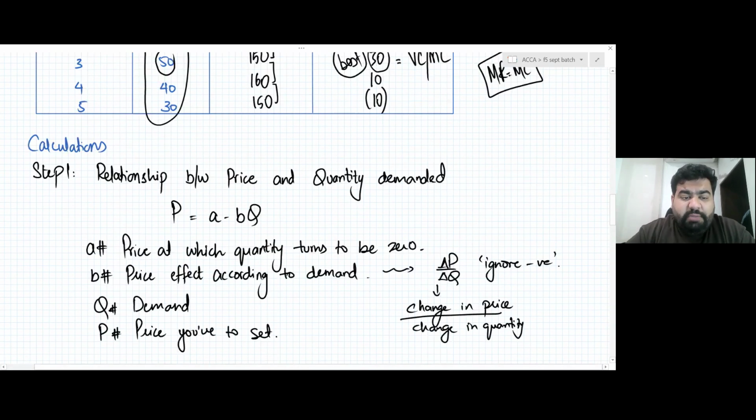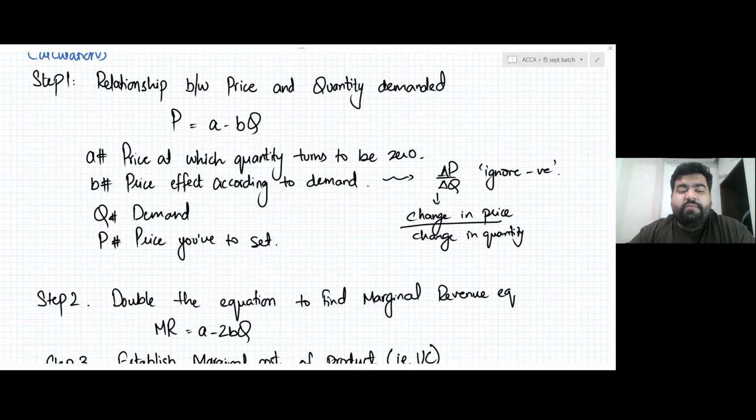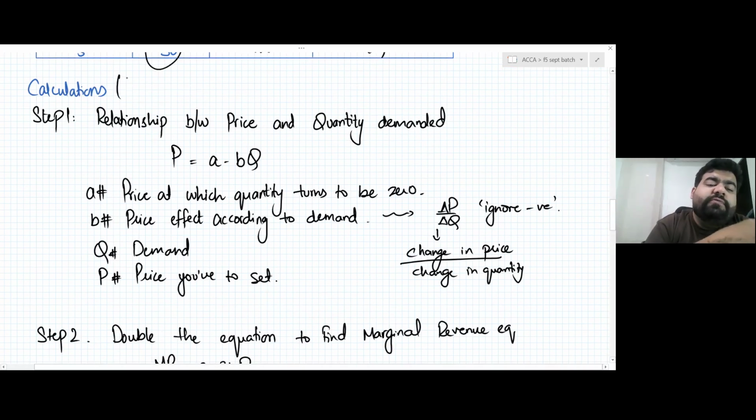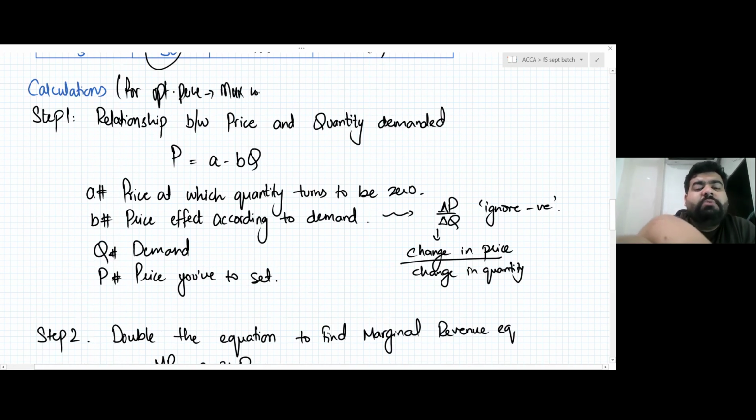We'll see the steps first and we'll do the question afterwards. First, we'll see the steps. Step number one. Why are we doing the calculations for the optimum price, the best price? Optimum price means the price at which you can earn maximum contribution. That is basically the optimum price.